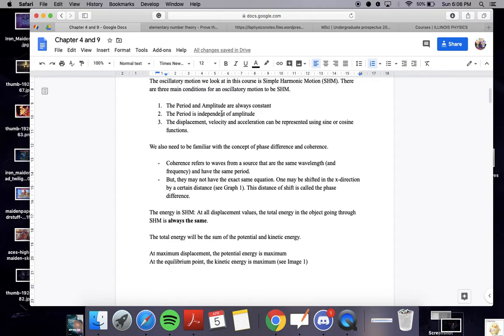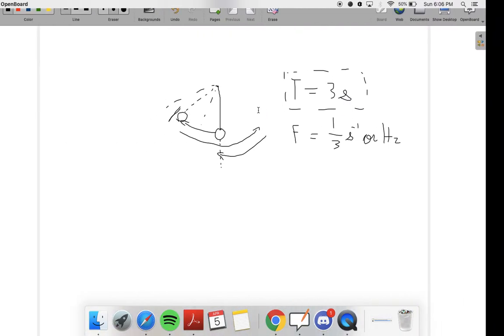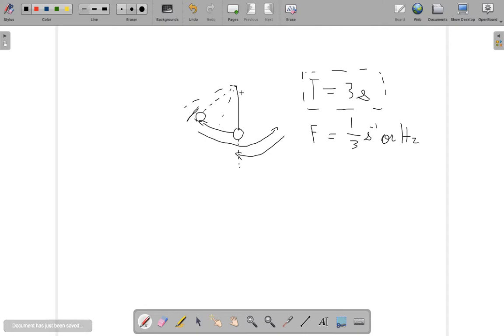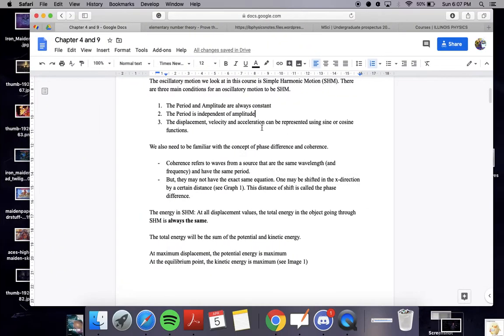The second is that the period is independent of amplitude, which means no matter what the amplitude is, the period will always be the same. So even if I all of a sudden change this string's length, let's say this is a ball and string pendulum, and I make the string longer, now it's like this, then its period will still be 3 seconds, if it's going through simple harmonic motion.